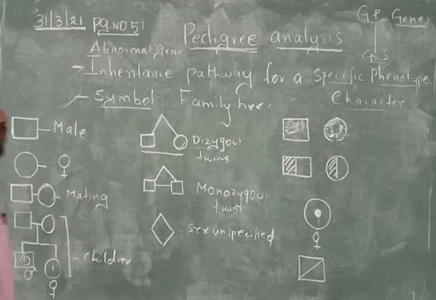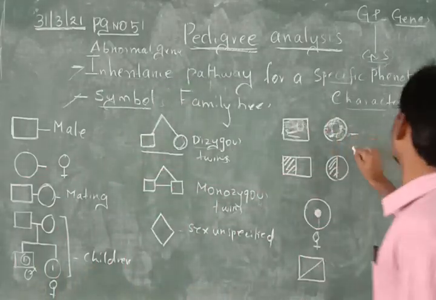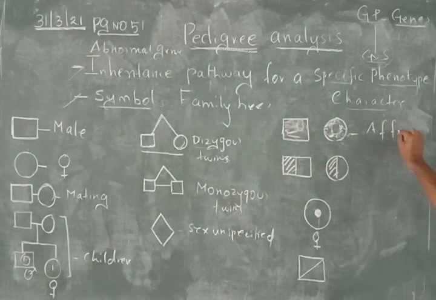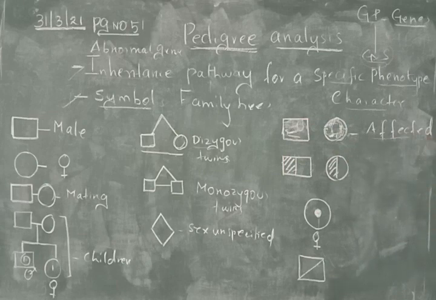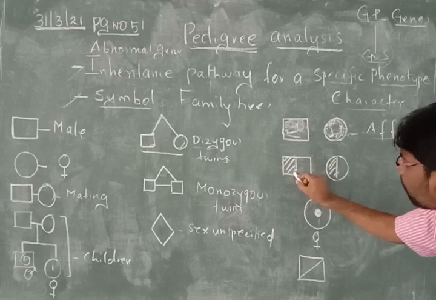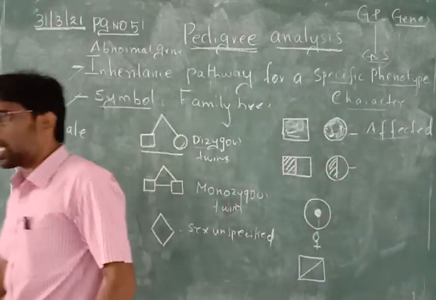And if you find this kind of a symbol which is fully shaded, this is called affected. These individuals are affected with certain abnormal diseases or abnormal genes. If you find a shaded symbol like this, both male as well as female are affected with certain genetic disorders. And if you find one part shaded, half shaded, for male and female, they are called carriers. Why do we call them carriers?